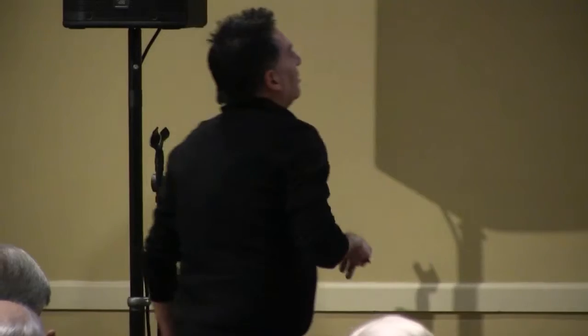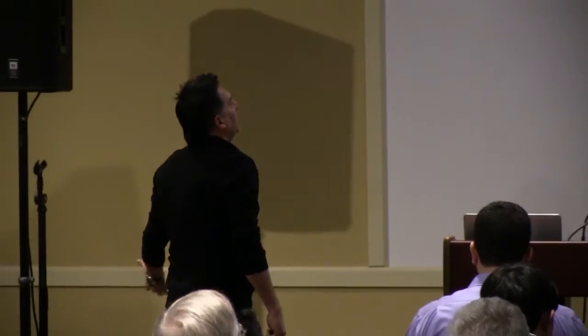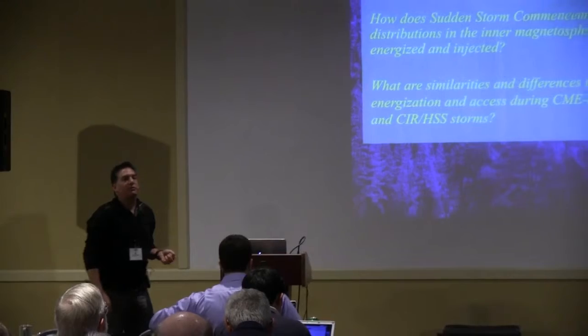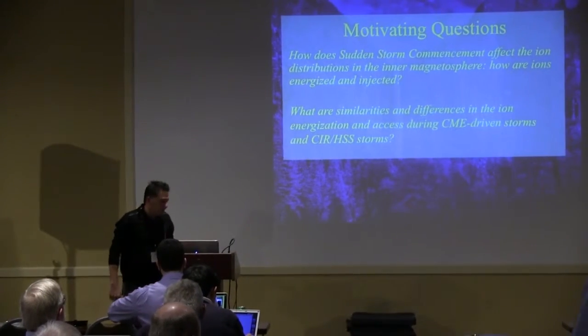For a number of years now, we've been looking at geomagnetic storms by running a global MHD simulation combined with particle tracing, which we call the large-scale kinetic technique, to understand the acceleration, transport, and energization of ions in the magnetosphere during these events. And the questions that motivate me tonight are: how does the sudden storm commencement of CME storms affect the ion distributions in the inner magnetosphere? How are ions energized and ejected?